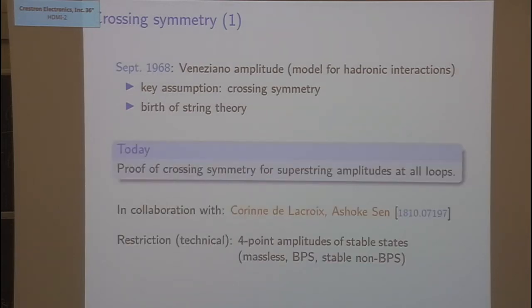And so with Corinne Delacroix and Ashok Sen, we could study rigorously crossing symmetry of superstring amplitudes at all loops. And we managed to do it roughly 50 years ago, so it's kind of a nice birthday gift for the Veneziano amplitude. And I will start by reviewing already a few restrictions.